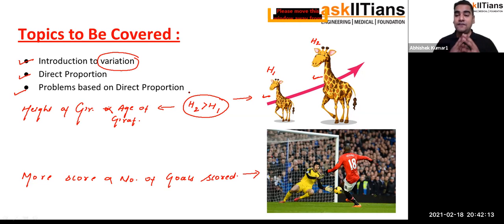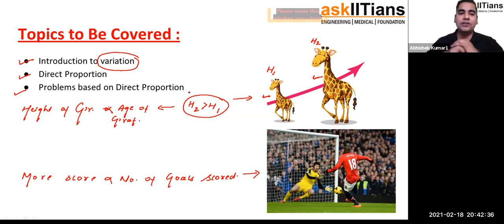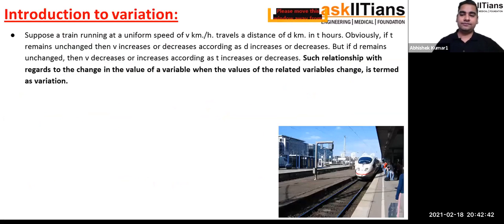On the other hand, if we have a case in which when one of the values is increasing, the other one is decreasing, or when one of the values is decreasing, the other one is increasing, then this situation is referred to as indirect proportion or inverse proportion. Is that clear? There are multiple examples that you can see in your life of this particular topic, that is variation, right? Let me show you one of the examples in the next slide as well.